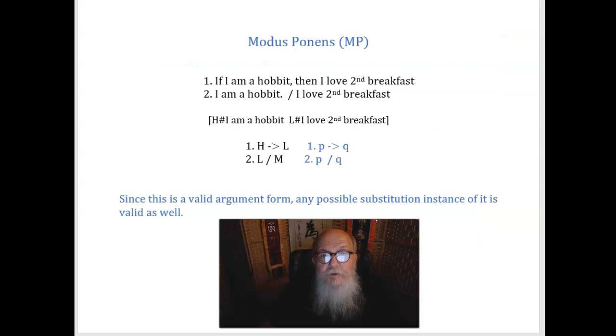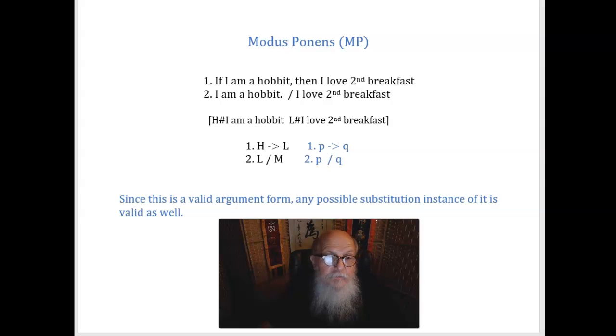By this time, you should be familiar with the form of modus ponens that we've looked at several times now. For example, if I say, if I'm a hobbit, then I love second breakfast. I am a hobbit, therefore I love second breakfast. And we symbolize it and translate it using our dictionary. We get this form: If P, then Q, P, therefore Q.